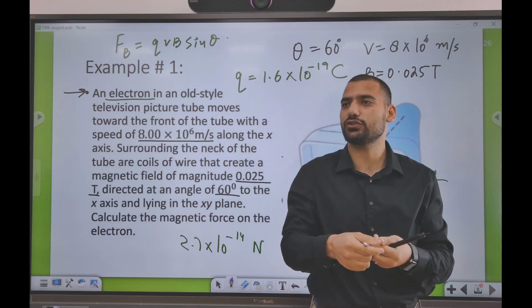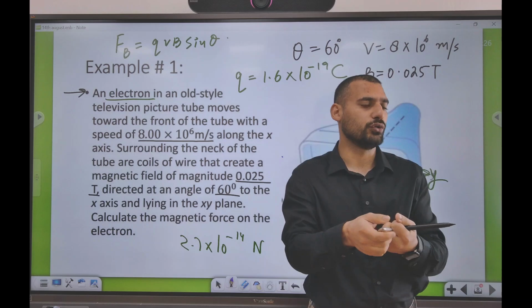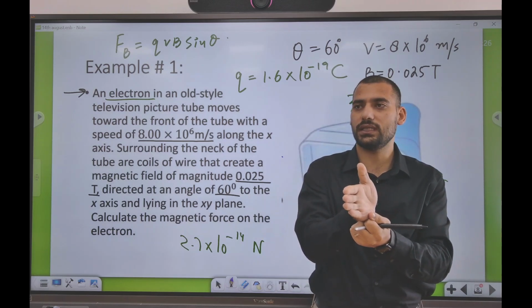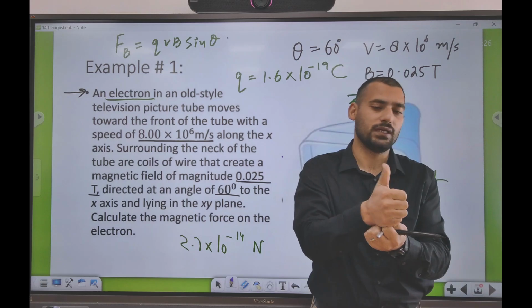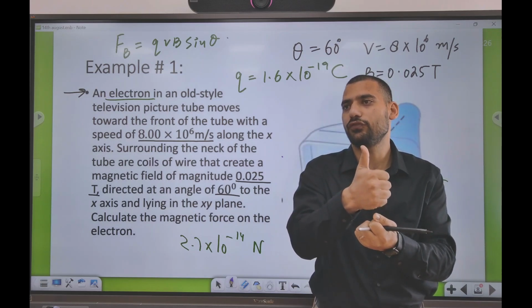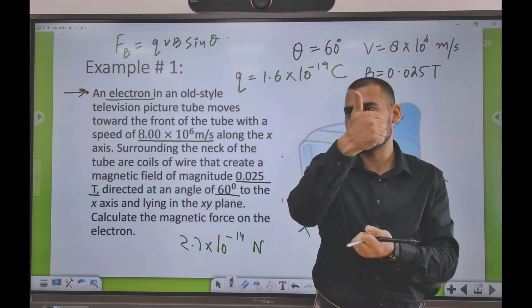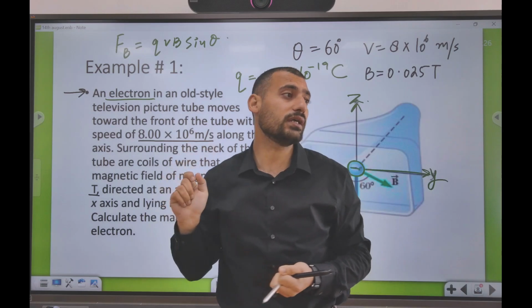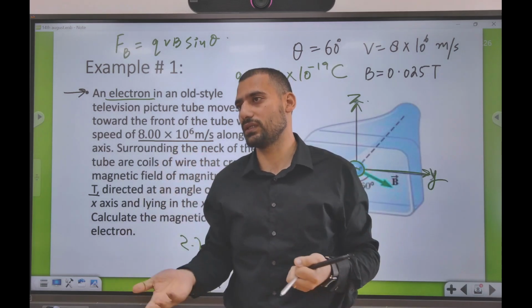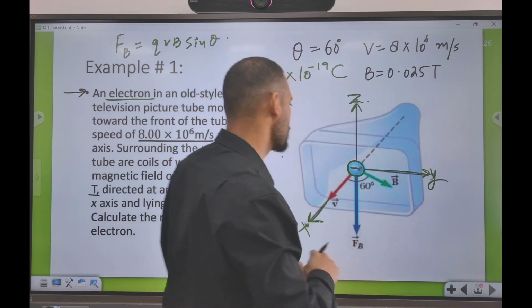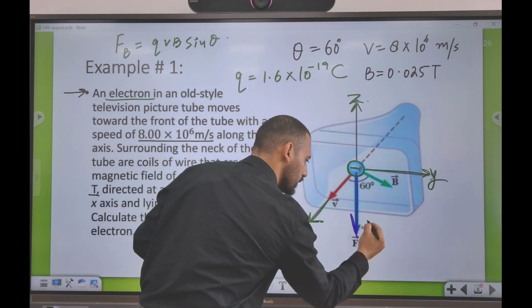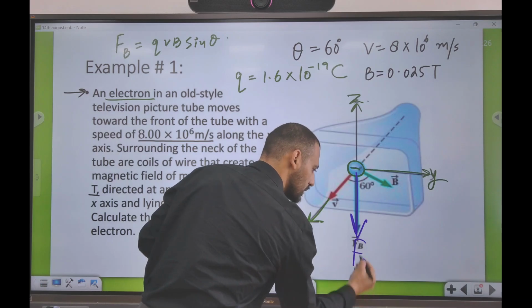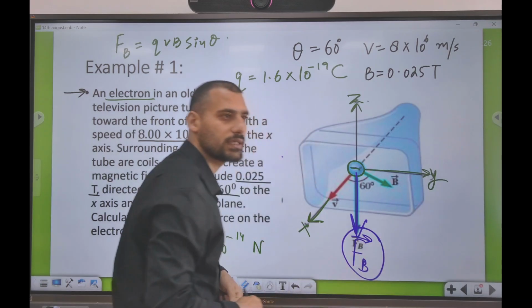How do you find the direction of the force? I told you: start from the velocity, move towards the magnetic field. The thumb will give you the direction of the force. So the force is upwards, correct? But the electron is negative, therefore we have to reverse the direction. So the direction of the force will be downwards, and that will be this. Is it clear?